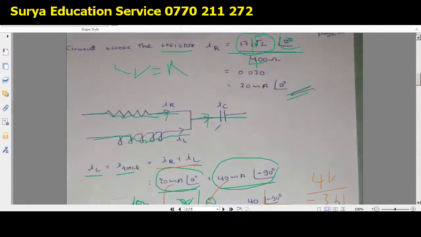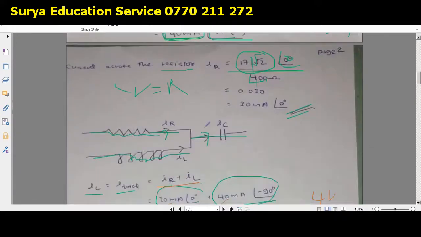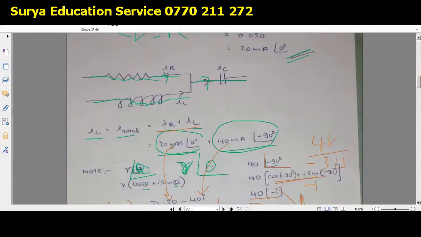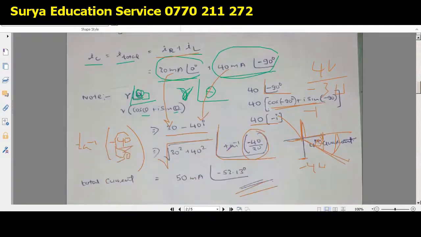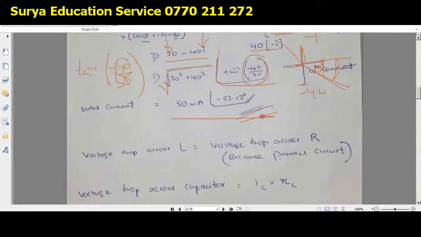Now see, guys, it is not exactly 30 plus 40. It is less than that because of this phase angle. So it is 50 milliamps. What is the angle? It lags by 53.13 degrees. The total current is 50 milliampere, phase angle minus 53.13.